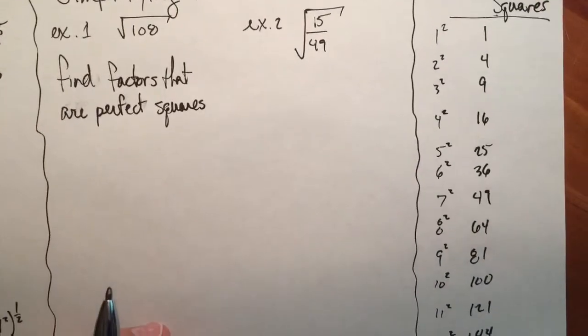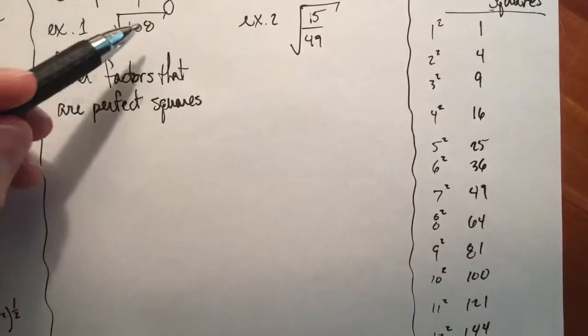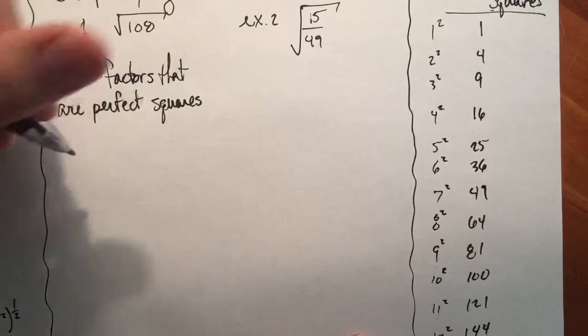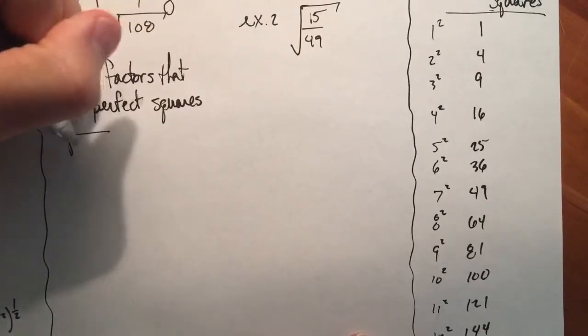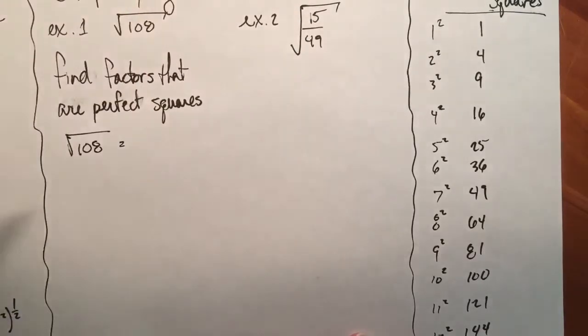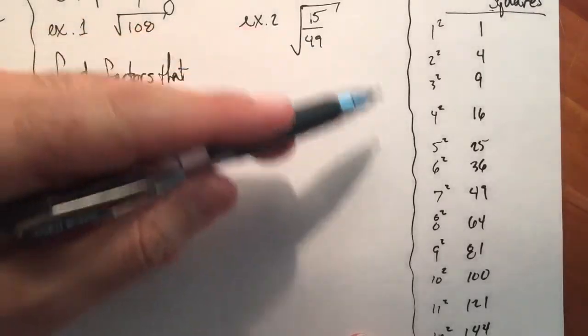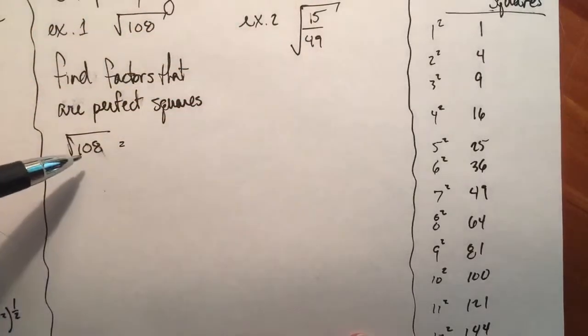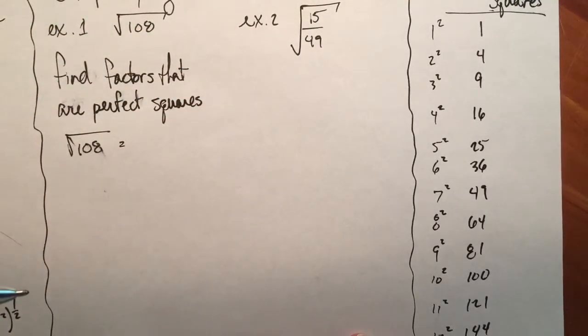So let me move this over so we can see this. Okay, so if we want to take the square root of 108, or we wanted to simplify this, we need to find what numbers out of here we can multiply in order to get 108.